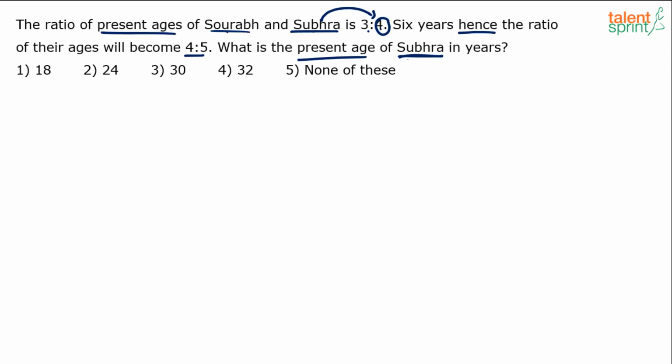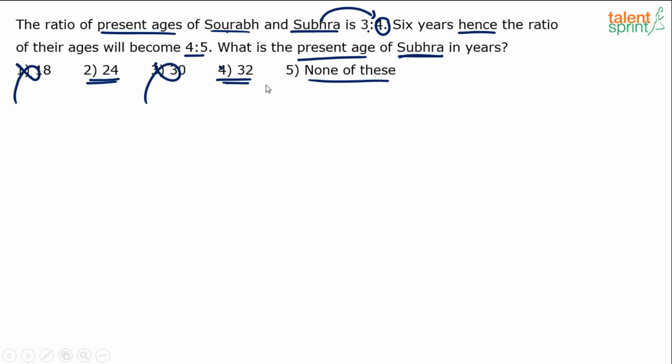So immediate point to be verified is that the answer has to be a multiple of 4. Present age of Shubhra is a multiple of 4 according to first condition. Option 1 is eliminated, option 3 is eliminated, option 4 is there. Fifth option, none of this, will remain. We can't do anything about it. But out of the first 4 options, 2 options have got eliminated. Option 2 is a multiple of 4. Option 4 is also a multiple of 4. Right? This is 6 into 4, this is 8 into 4.